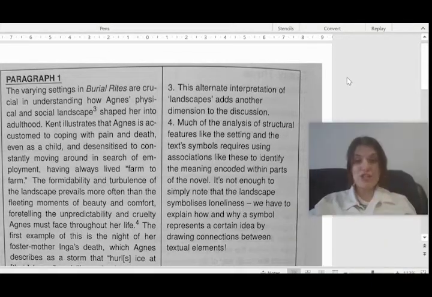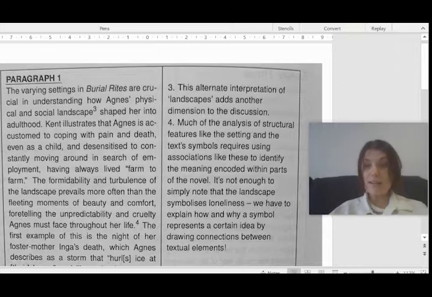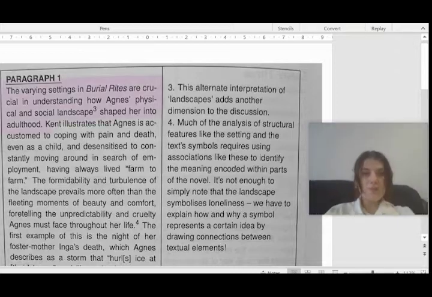I'm going to add to that by showing you some things that I think are great as well. Now, we know that we need to start off with a topic sentence. So I'm going to highlight the topic sentence here. This topic sentence reads: the varying settings in burial rites are crucial in understanding how Agnes's physical and social landscape shaped her into adulthood. Now, their note on the side there says this alternate interpretation of landscapes adds another dimension to the discussion.